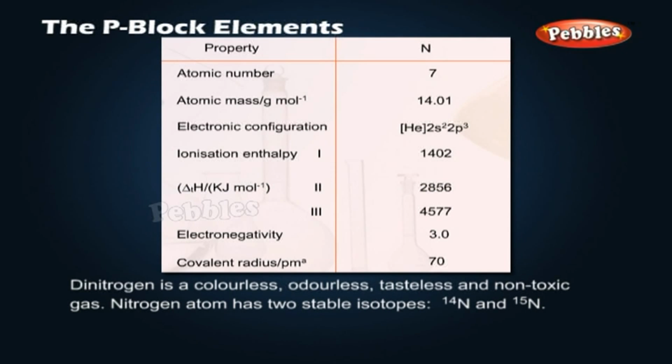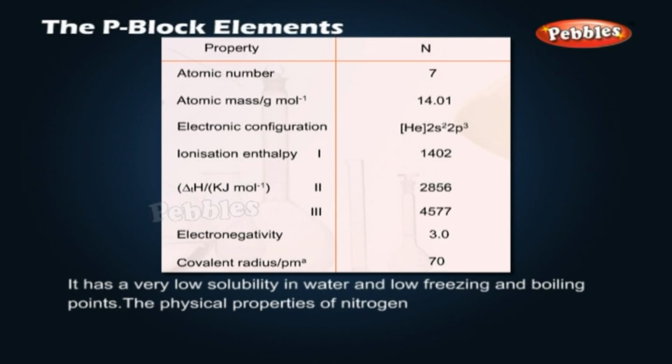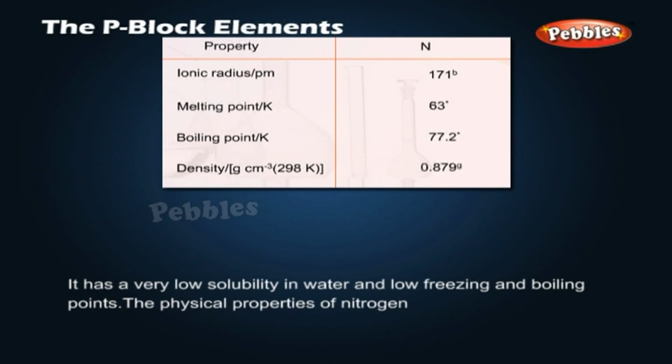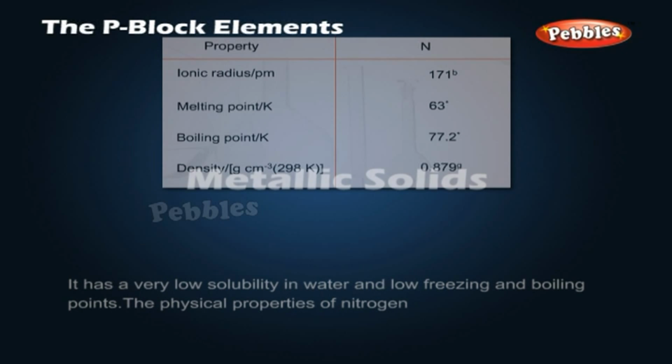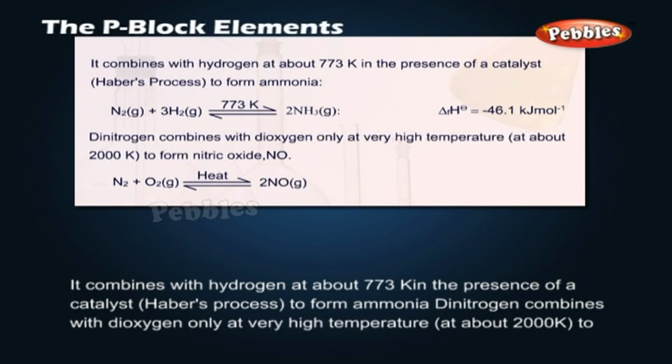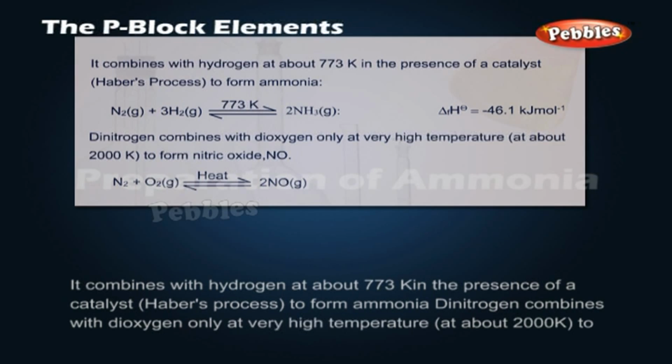Physical properties. Dinitrogen is a colorless, odorless, tasteless and non-toxic gas. Nitrogen has two stable isotopes, 14N and 15N. It has a very low solubility in water and low freezing and boiling points. The physical properties of nitrogen. Chemical properties. It combines with hydrogen at about 773 K in the presence of a catalyst to form ammonia. Dinitrogen combines with dioxygen only at very high temperature to form nitric oxide, NO.